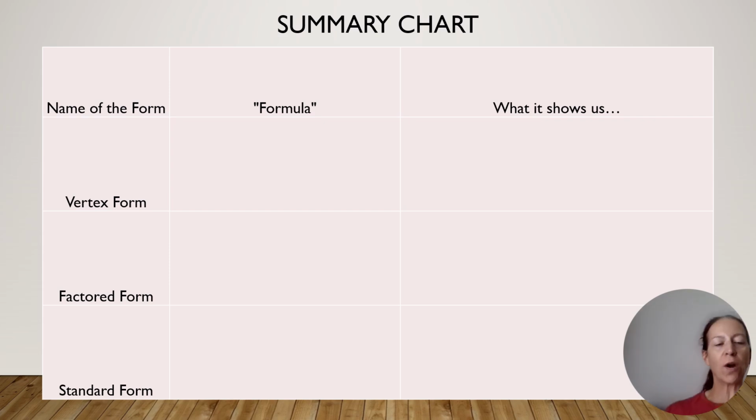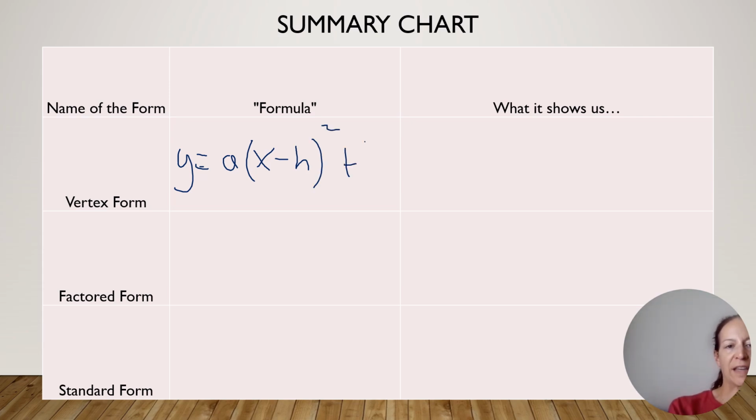So the first form is vertex form, and this is going to be the emphasis of today's lesson. Vertex form looks something like this. It's y equals, or f of x equals, a multiplying the parentheses x minus h, all squared, plus k. Now that probably looks familiar to you.